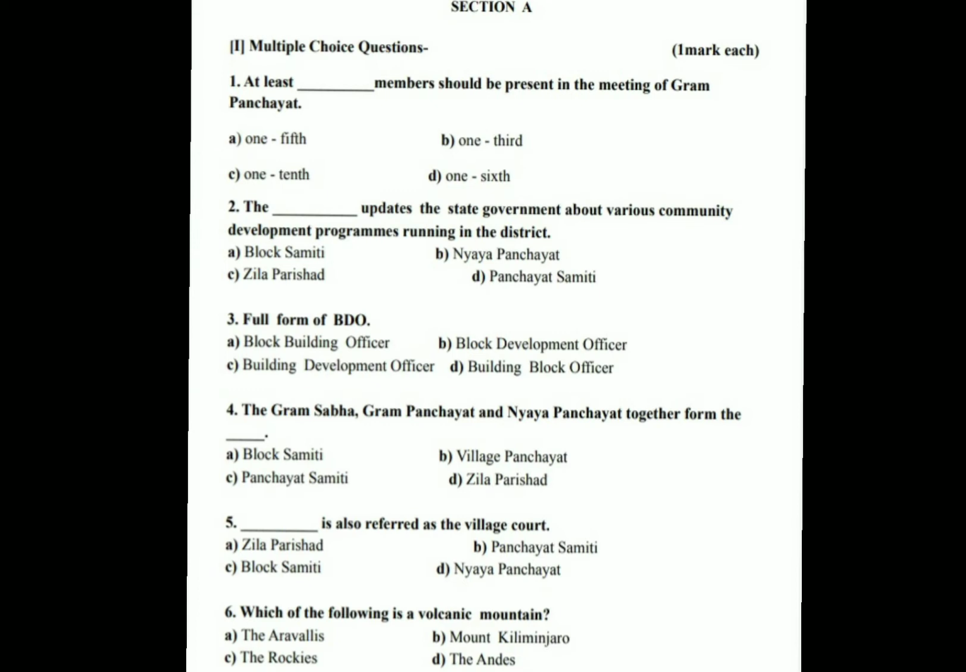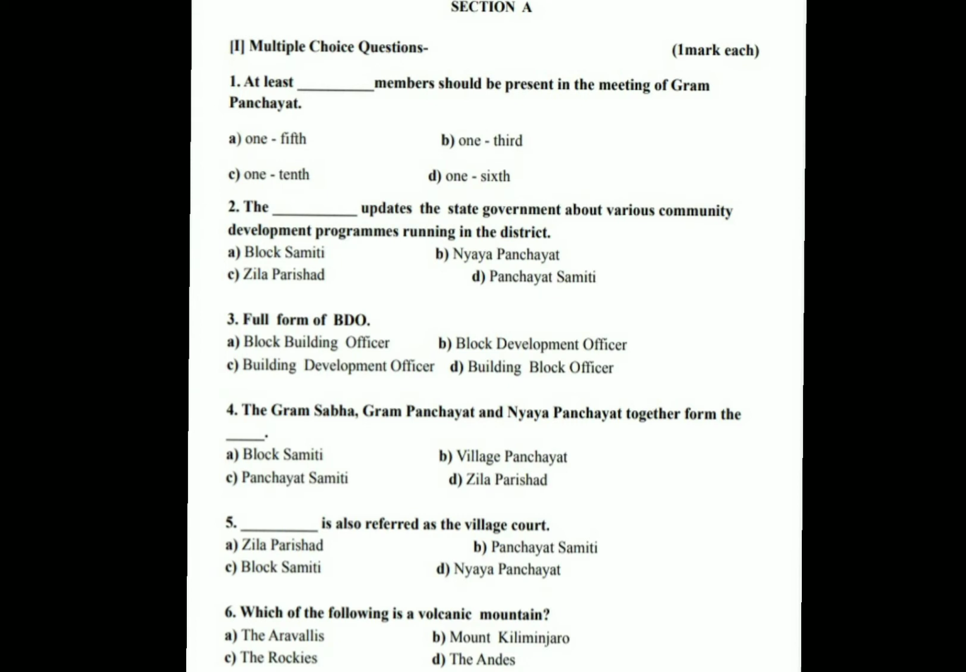Moving ahead to number 5: dash is also referred to as the village court, and the options given are Zilla Parishad, Panchayat Samiti, Block Samiti, Nyay Panchayat. And the correct option here is Nyay Panchayat. So, the Nyay Panchayat is also referred to as the village court.